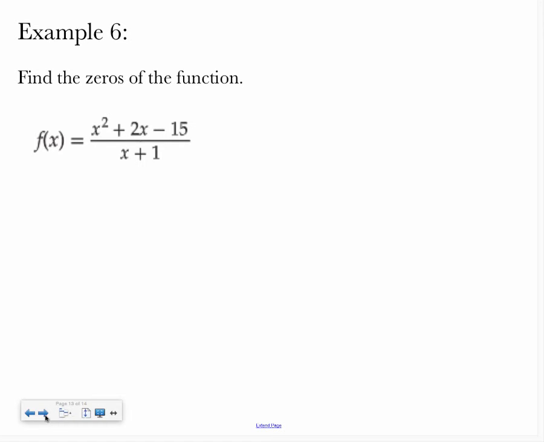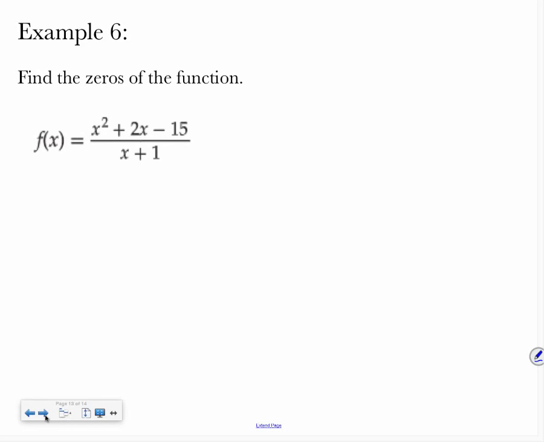All right, our last example, we want to find the zeros of the function. Before, we were talking about finding the excluded values, and that meant we needed a 0 on bottom because that would make our function undefined. But right now, we want to find the zeros of the function. We want to know, where does this whole thing equal 0?